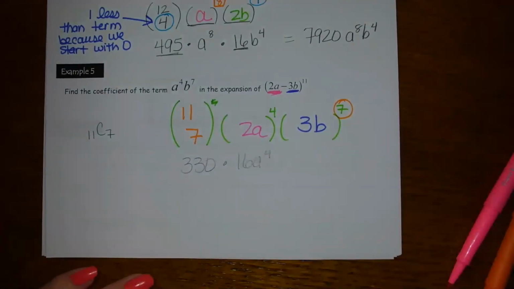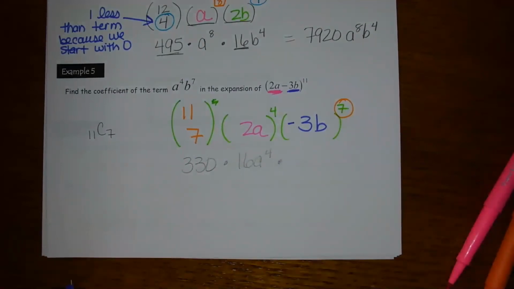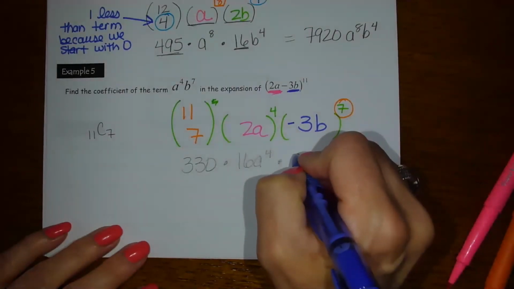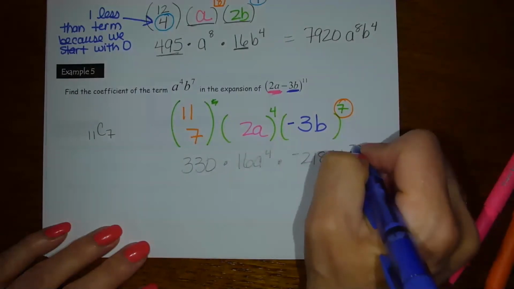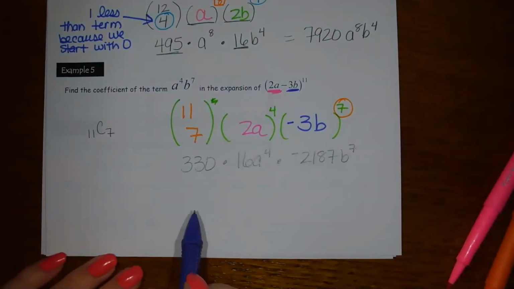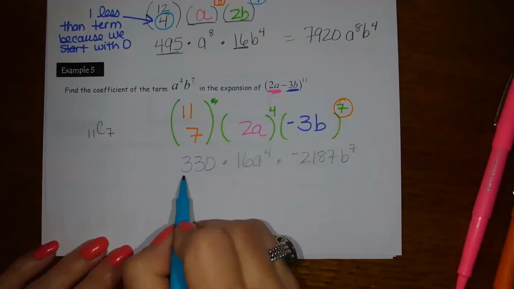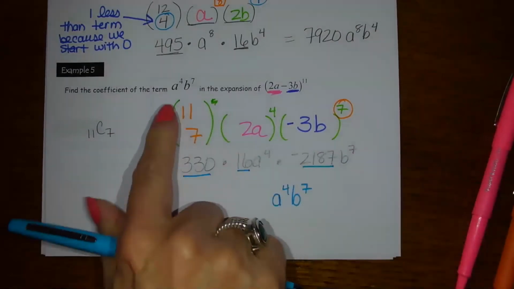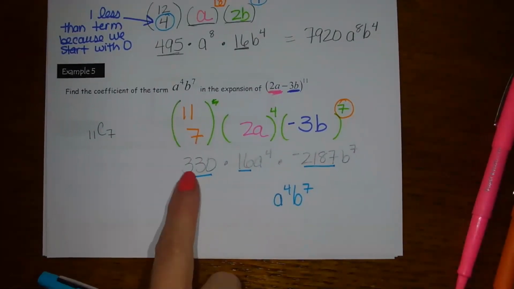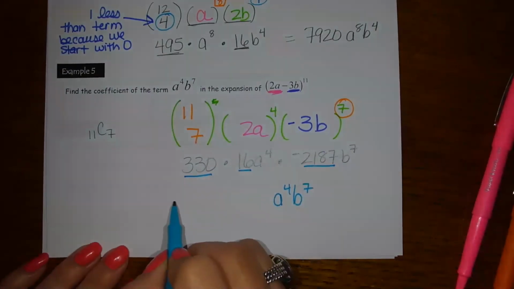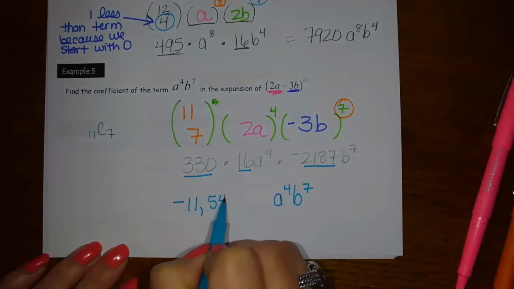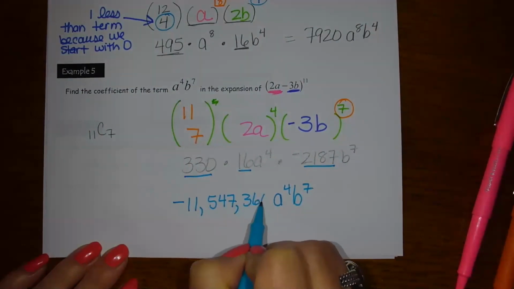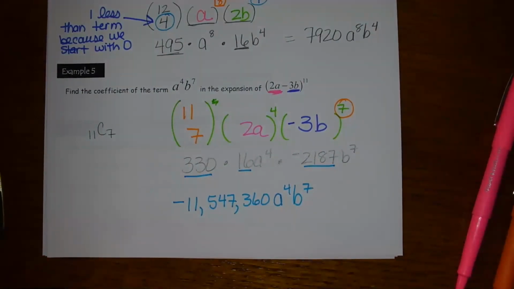Now, what did I forget to write on my B? Minus, right? Okay. What is -3 raised to the 7th? Negative, right? So now that we have it down to straight multiplication, you just have to multiply any coefficients together. We know it's going to be a to the fourth, b to the seventh, because they told us that. They want us to find this number. So 330 times 16 times negative 2187. See if you got it. Cool. All right.